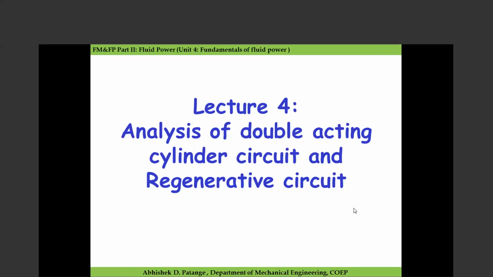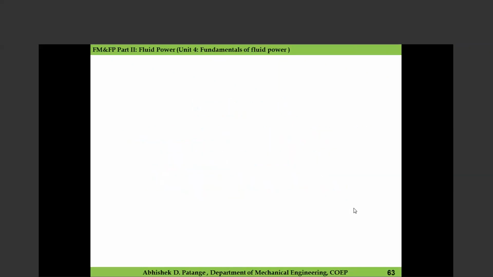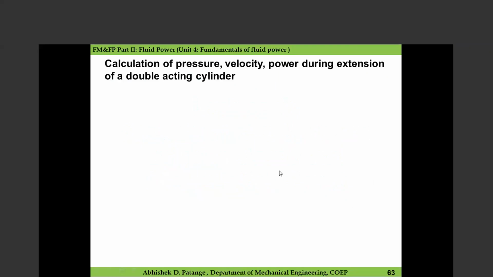Similarly, for regenerative circuit, we will design a circuit first and then we'll try to analyze that circuit using pressure generated, velocity, and power required for extension and retraction stroke. So let us move for understanding the analysis of double acting cylinder.